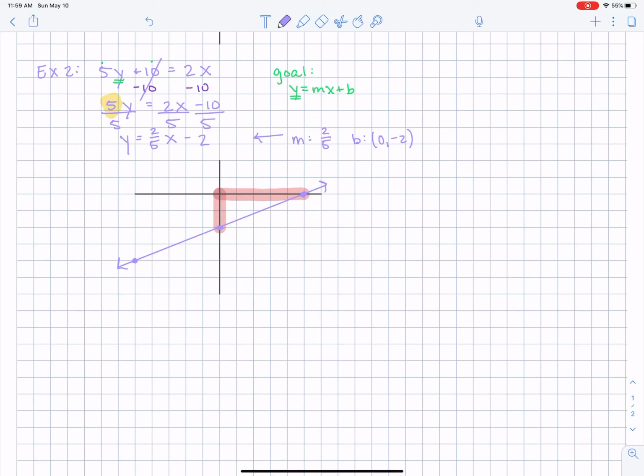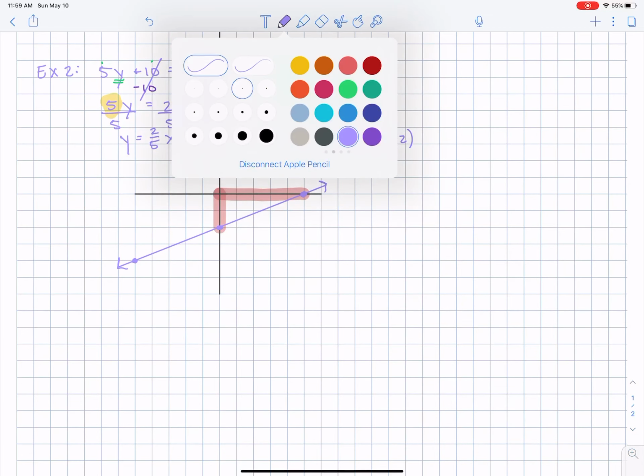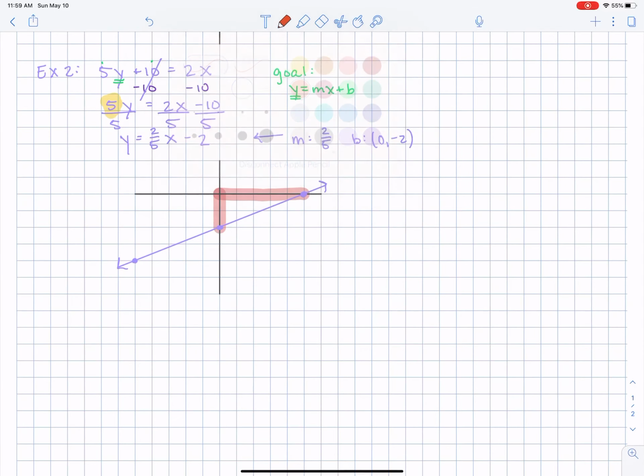If you'll see here, the highlighted point's not my line. The purple part is my line. The highlighted part was just to show you how to do the slope. And that's all there is to it for that guy. You just wanted to go ahead, you wanted to move some things, and now you can graph your line. Okay, I have one last example for you. Let's choose orange. Orange is a good color.